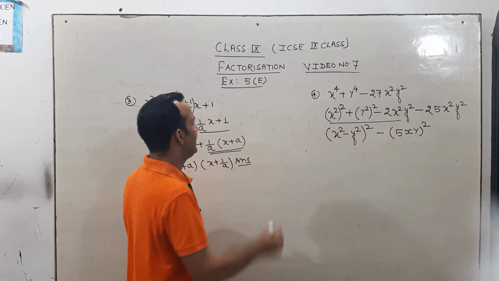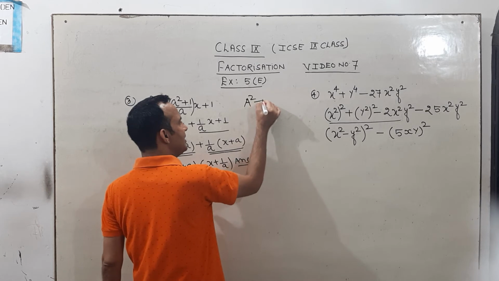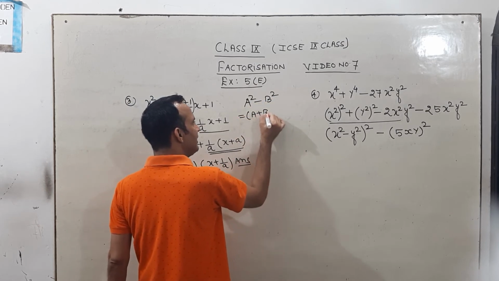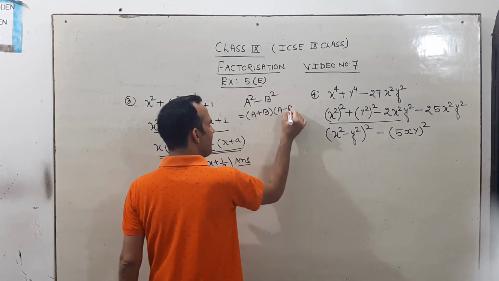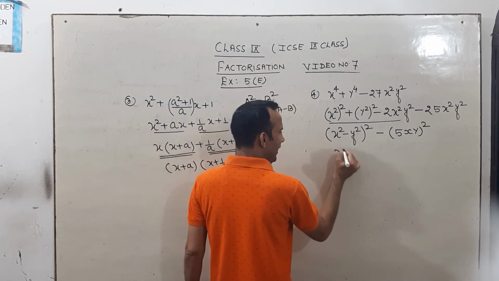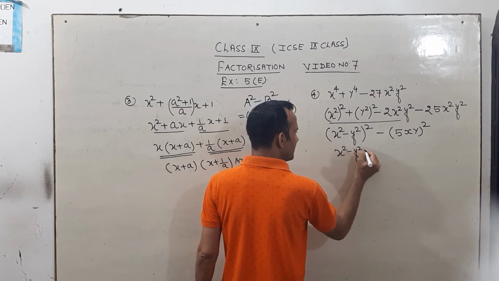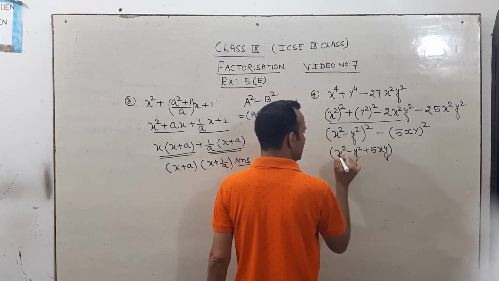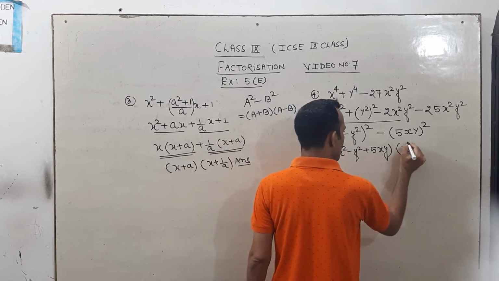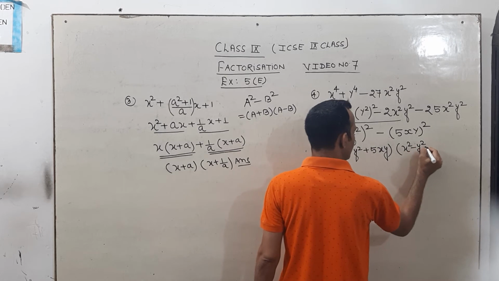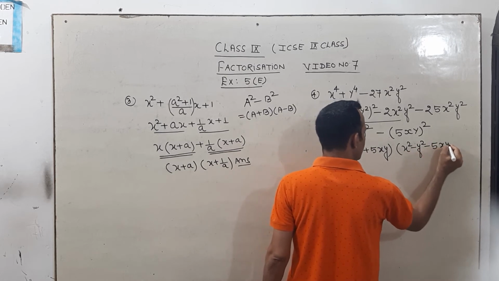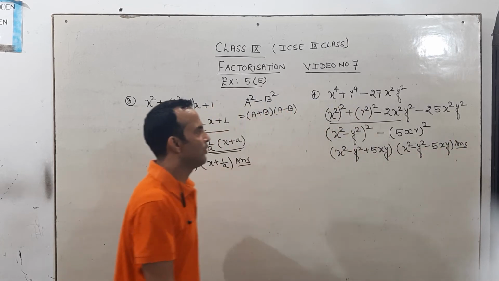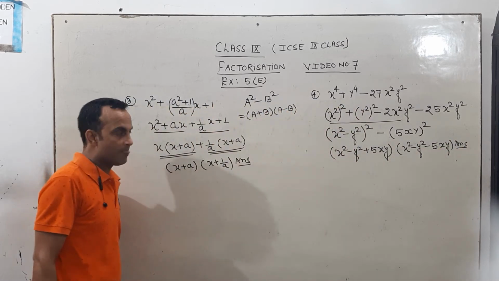Now here we can apply the identity a square minus b square, which is what? A plus b multiplied with a minus b. So a plus b, a minus b. This is the required answer of this problem, dear student. This is a very important problem for the examination point of view, so keep in mind properly.